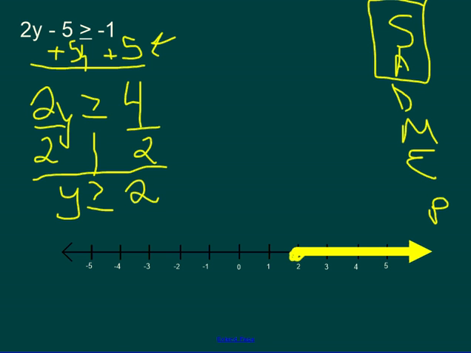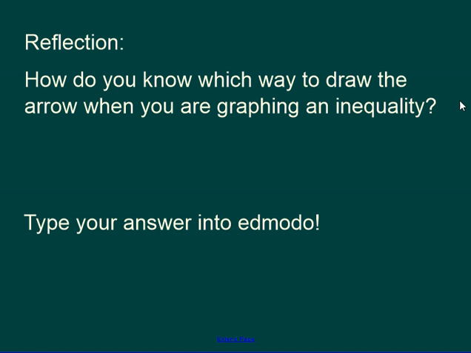And I want to go ahead and give you your reflection question. We're going to do lots and lots of practice on these tomorrow in class. But for now, I want you to explain to me in words, how do you know which way to draw the arrow when you are graphing an inequality? And I want you to be very specific using complete sentences, correct punctuation, pretend like you're writing something for your language arts teacher. All right, I look forward to reading your responses.